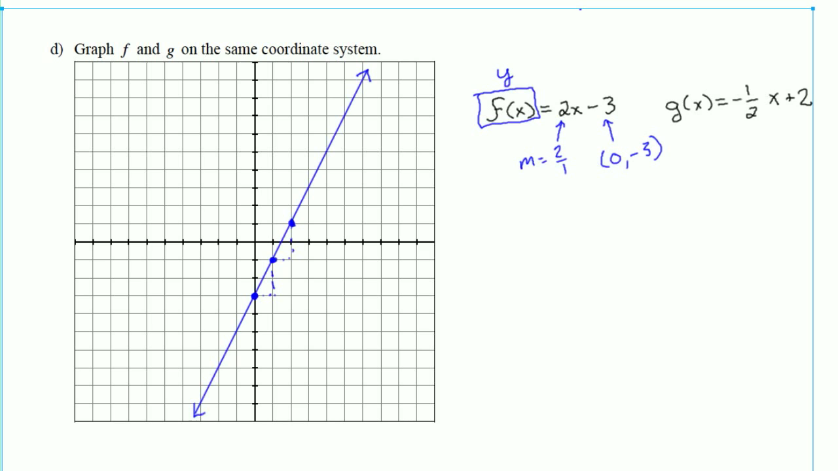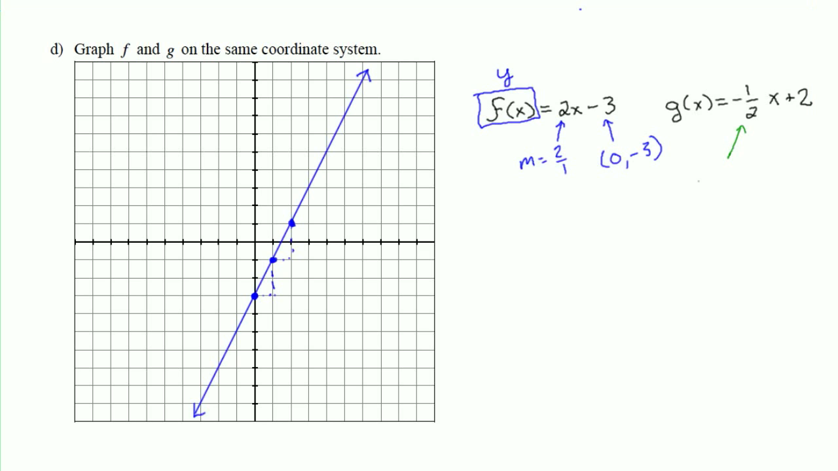Going on to the function g of x, I would use the same method here. I have a slope of -1/2. So that's going to be a rise of 1, a run of 2, and making sure that as we read it from left to right it is going down, and a y-intercept of +2, or the point (0, 2). Starting from my y-intercept, I'm going to use a run of 2 and a drop of 1, making sure that as I read from left to right, this line is pointing in the downward direction because my slope is negative. I get a few points here, and then I'm ready to draw my line.